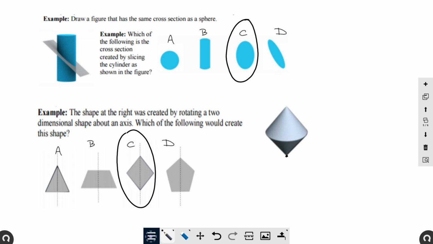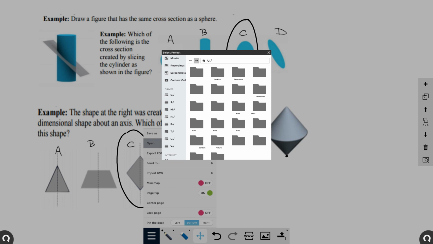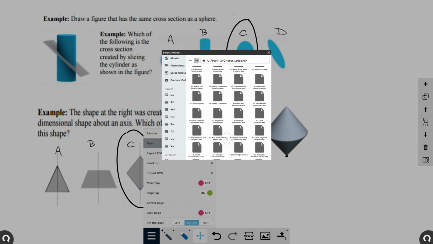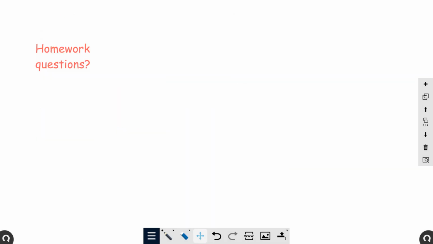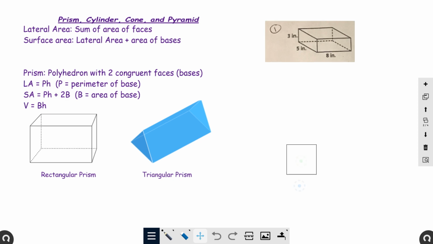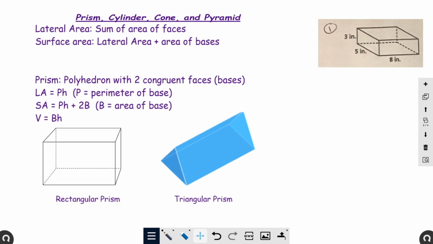Okay. I've got to open up my next document because I took them apart. So the next thing that we're going to talk about, you might want to write this down on your notebook paper, is looking at formulas for prisms and cylinders. And we're going to do some examples. So write down these equations and all this information here on the left on your notebook paper.